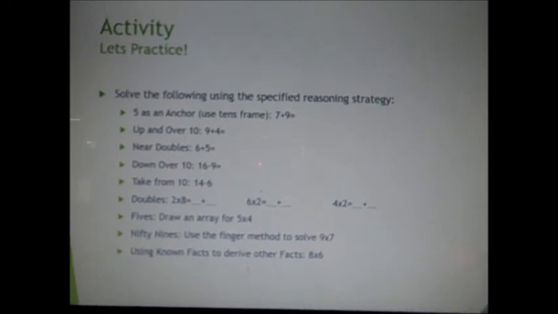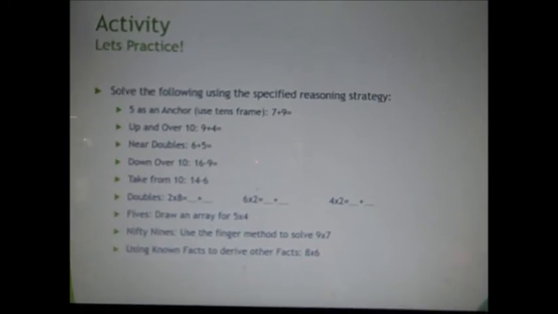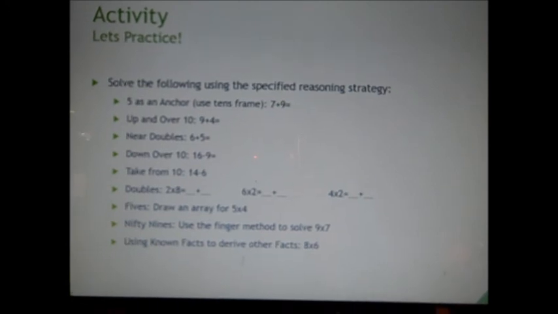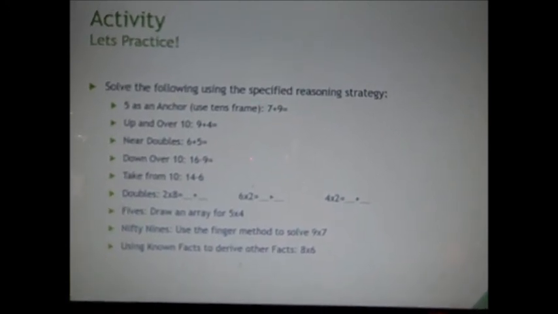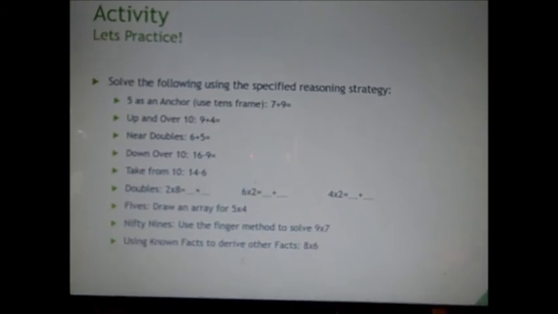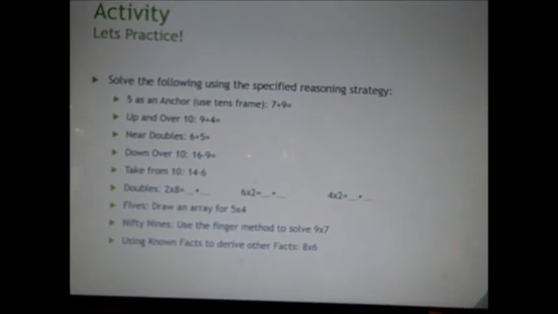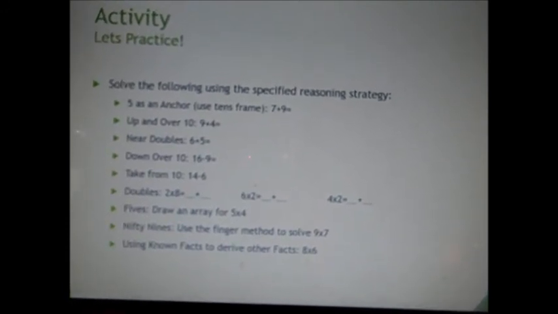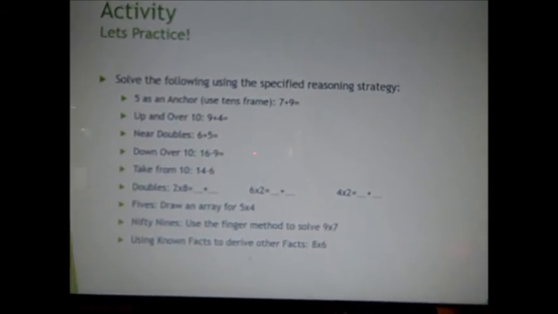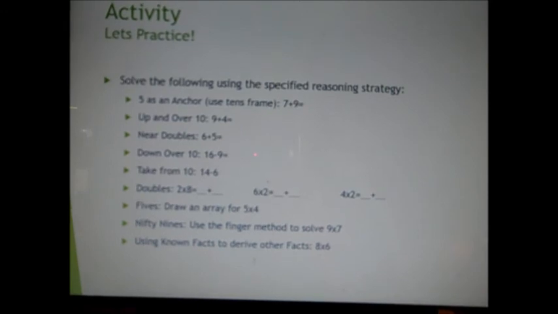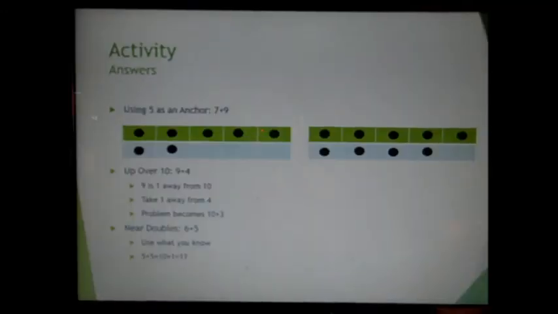Doubles: 2 times 8 equals blank plus blank. 6 times 2 equals blank plus blank. And 4 times 2 equals blank plus blank. Fives: draw an array for 5 times 4. Nifty nines: use the finger method to solve 9 times 7, and using known facts to derive other facts for 8 times 6. I'd pause the video here while you work on this activity.